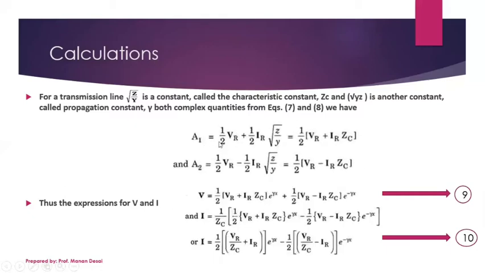A1 is equal to 1 upon 2 VR plus 1 upon 2 IR under root Z by Y, and A2 is equal to 1 upon 2 VR minus 1 upon 2 IR under root Z by Y. So from the constants A1 and A2, we can get the expressions in the form of voltage and current. So ultimately we got equation number 9 and equation number 10. You can see here on screen.